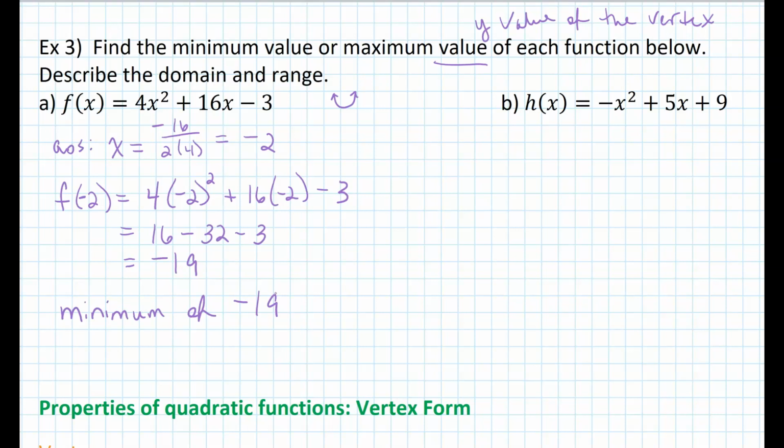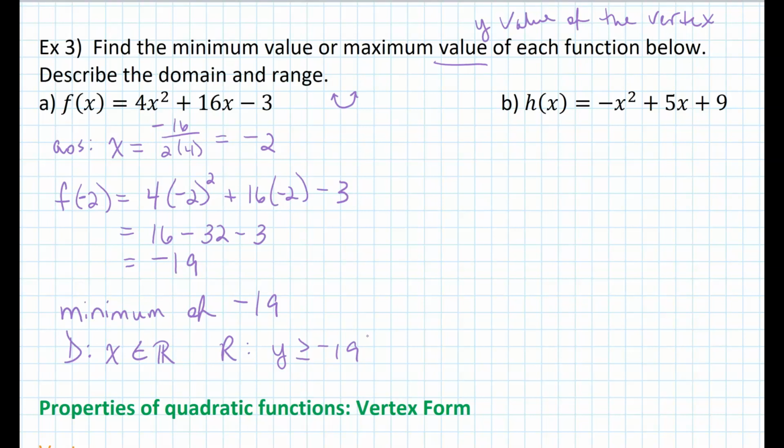From this, could we describe the domain and range? What's our domain? All real numbers, it doesn't change. So I'll just say that. And what can we say about the range then? Negative 19 comma infinity, or y is greater than or equal to negative 19, because we know that it's a minimum value.